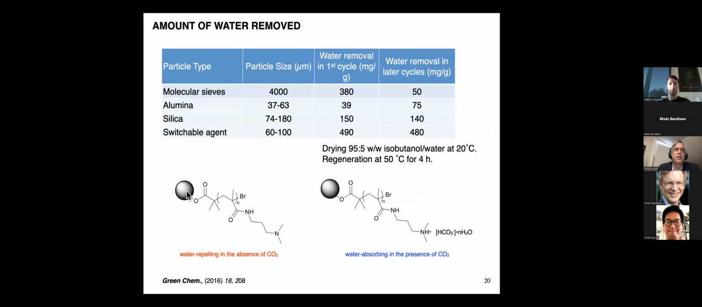So we make silica particles with polymeric amines stuck to them that are hydrophobic. This is water repelling, but if CO2 is present, then it's water absorbing. It absorbs the water from the balanced reaction equation, and then it absorbs about 70 more water molecules because of the change in polarity and ionic character. So we're getting about 80 water molecules per nitrogen, per amine group, to absorb. And when you regenerate it, we only have to use 50 degrees, whereas molecular sieves don't work. Even silica and alumina, which are easier to regenerate, remove much less water than our switchable agents.